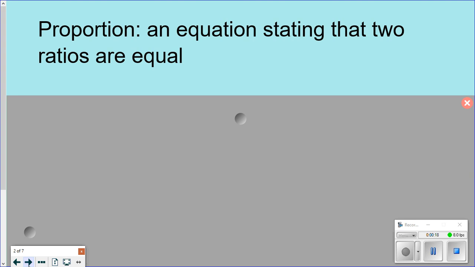So the first definition I have for you is what a proportion is. It says an equation stating that two ratios are equal. And I believe we've already written this down somewhere, probably a few days ago. We've been dealing with proportions all along the line.